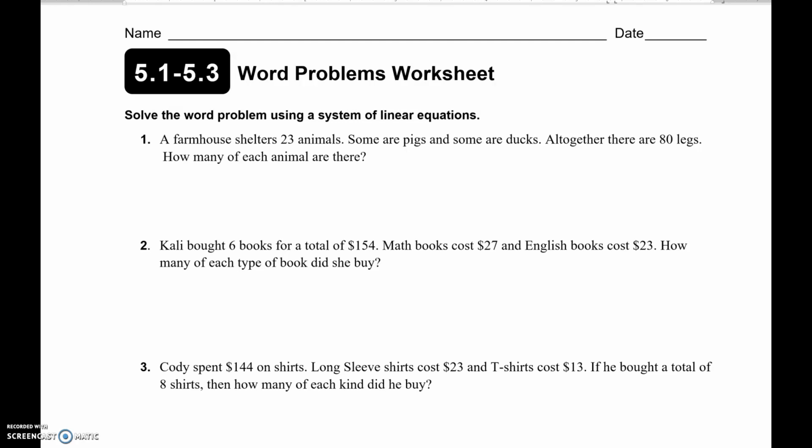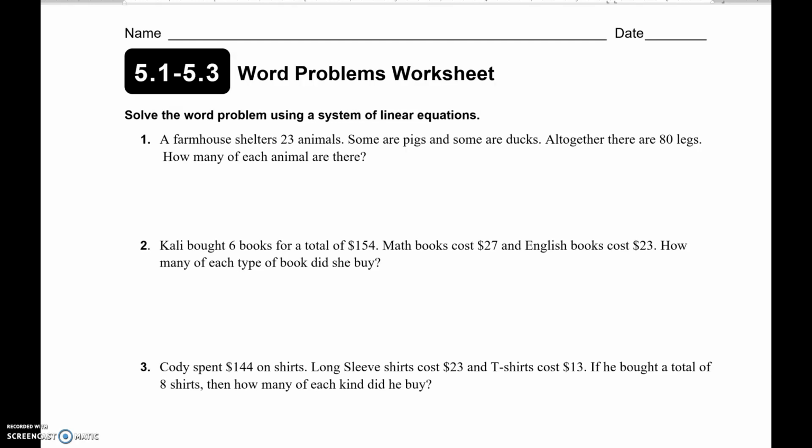Hey guys, so I wanted to give you a short video that helps you with question 1 and 2 on your word problems worksheet. So it says solve the word problem using a system of linear equations. So we know we're going to have a set of two equations that we're going to have to solve either by graphing, substitution, or elimination.